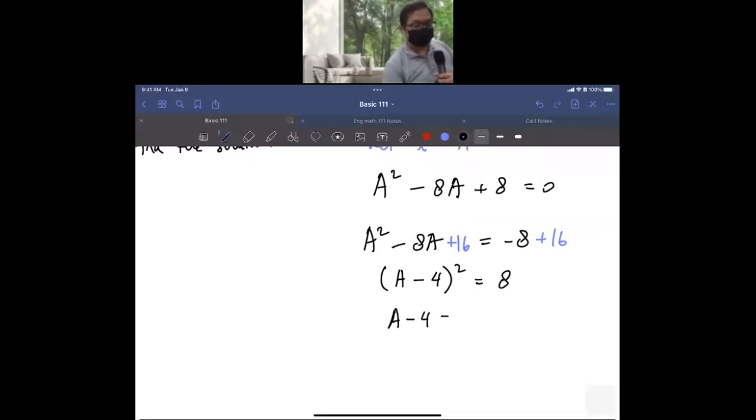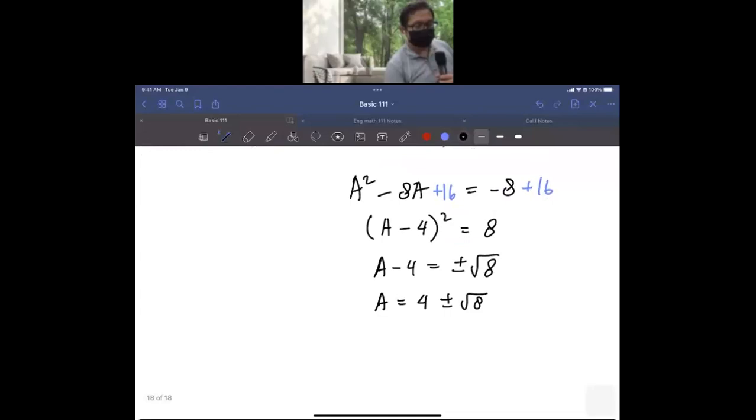It's going to be 8. A minus 4 is plus minus square root of 8. A is 4 plus minus square root of 8, or 8 is 2 square root of 2, right? So we can write this.